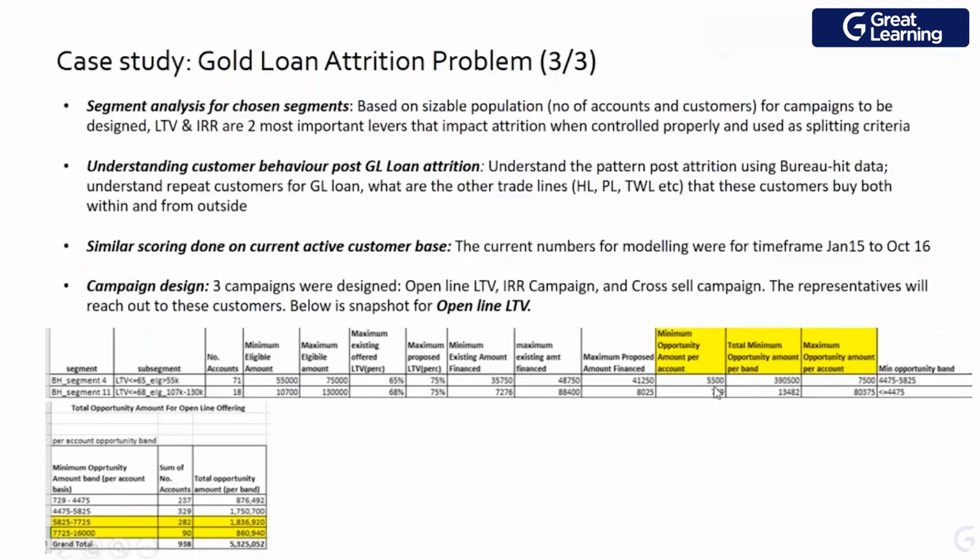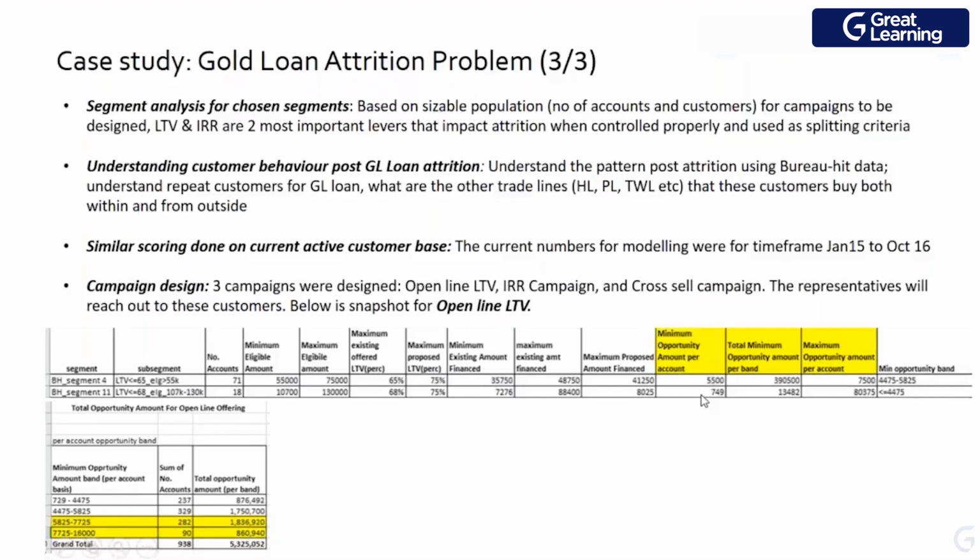And this is the number of accounts that you have, and this is the total opportunity. So it makes sense for us to capture these two segments, these two per account opportunity bands, for running campaigns, because you have a sizable number of accounts. You have about 370 odd accounts for which you can run these campaigns. And also the opportunity amount is pretty high. So that's how we designed a campaign for open line LTV.